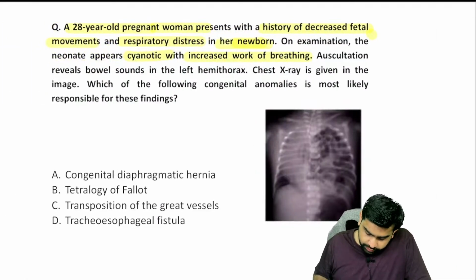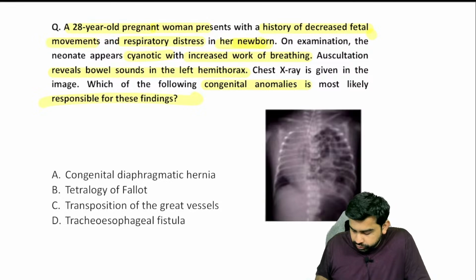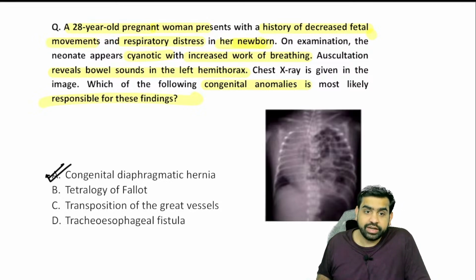On auscultation, bowel sounds are present in the left hemithorax, and the chest X-ray is given in the following image. Which of the following congenital anomalies is most likely responsible for this condition? As most of you have told me already, it is a congenital diaphragmatic hernia.